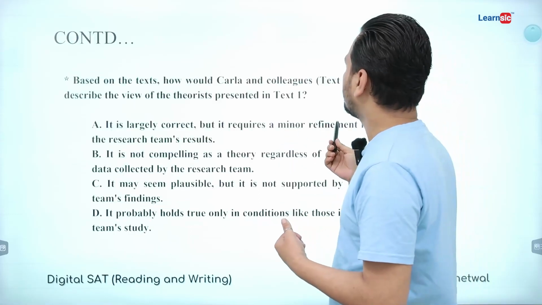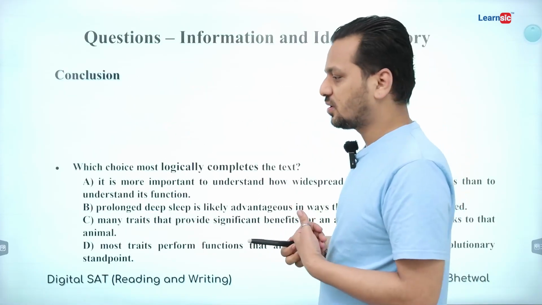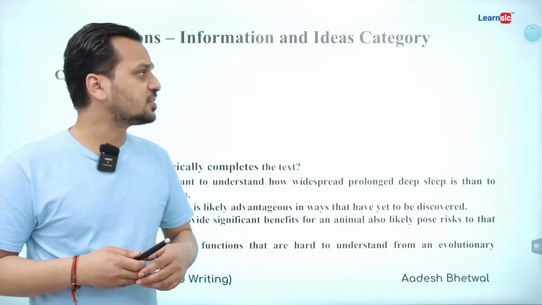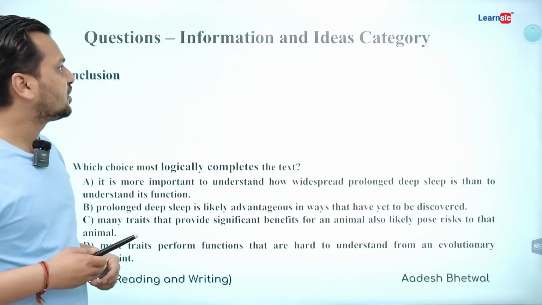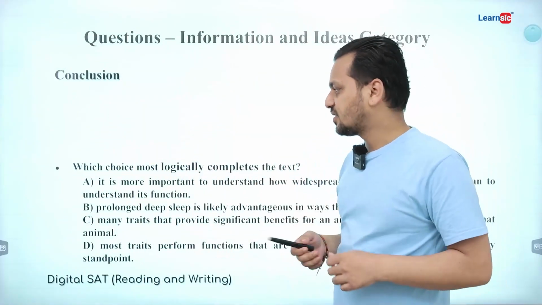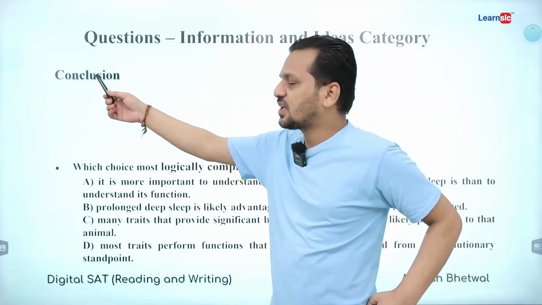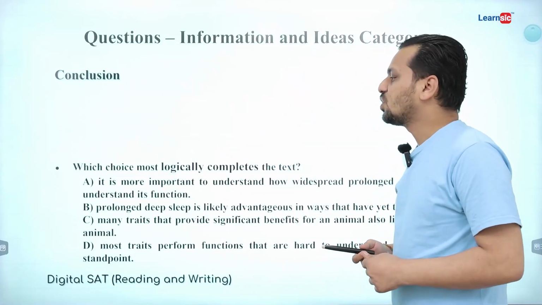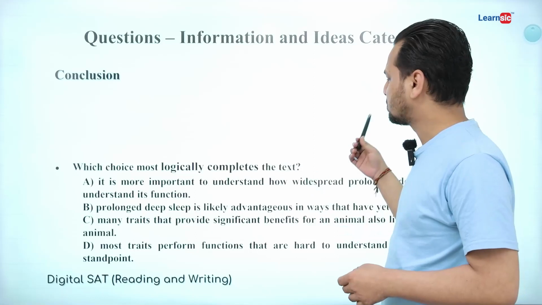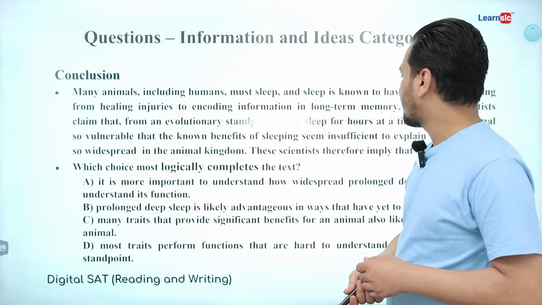Now we are moving to the next category or domain, which also falls under reading, especially the information and ideas category. This time you'll get a question like this. This question is also known as a conclusion question. Which choice most logically completes the text? There are A, B, C, D, 4 options and you will be getting a question like this.